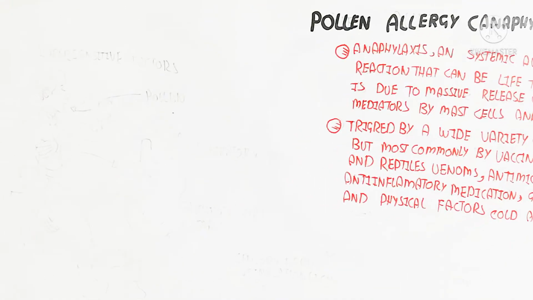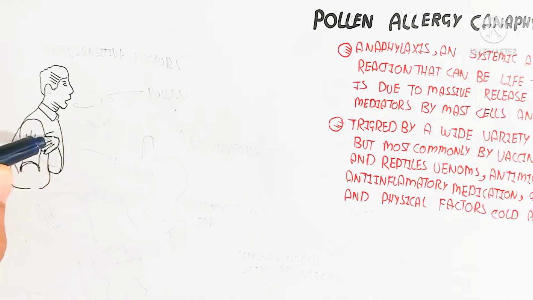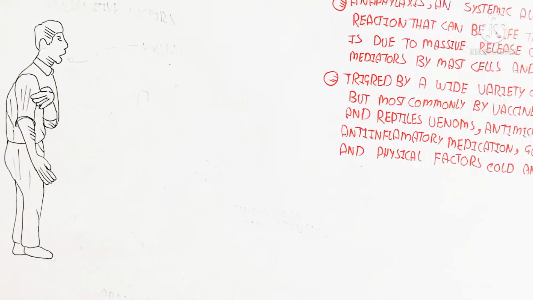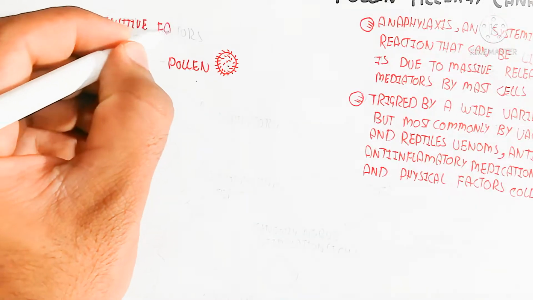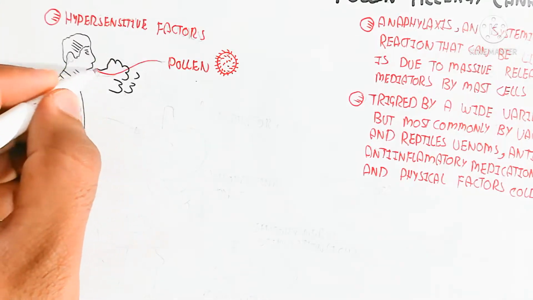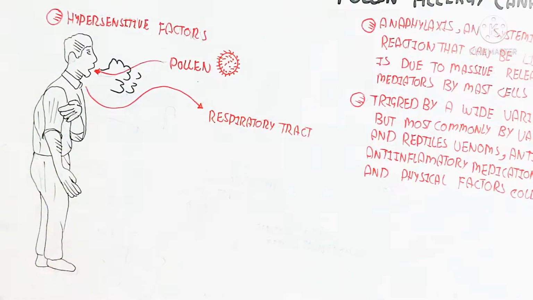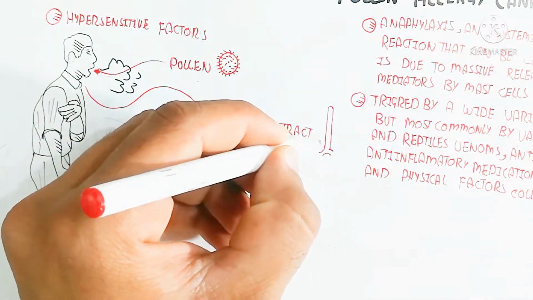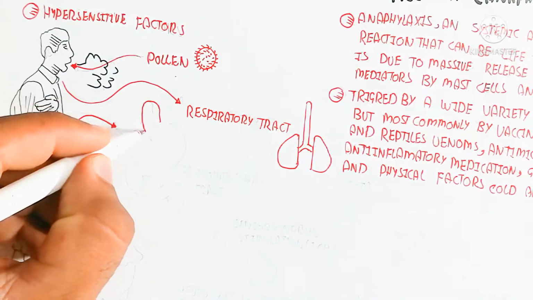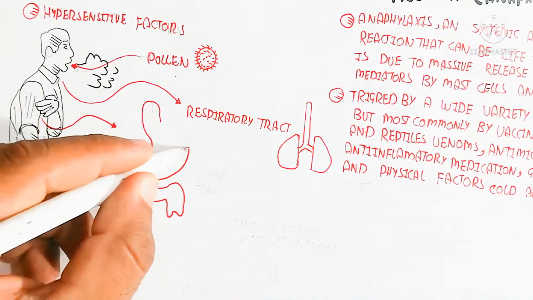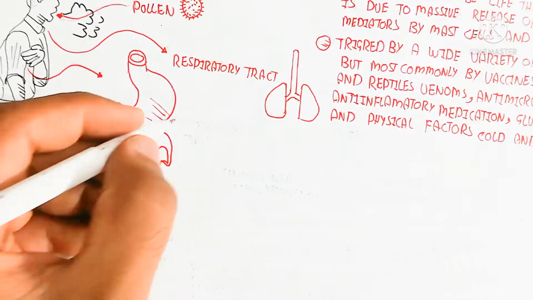In this way, the hypersensitivity reaction is due to pollen or other allergens, which stimulate hypersensitive responses. Let's begin to understand how it targets different tissues. For example, in the respiratory tract there is constriction of the windpipe, and in this way breathing becomes difficult.